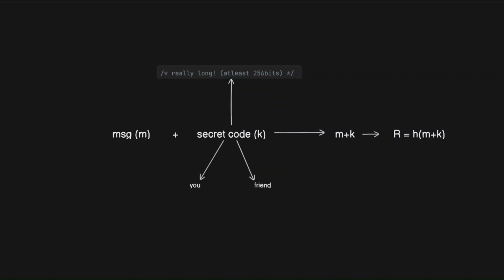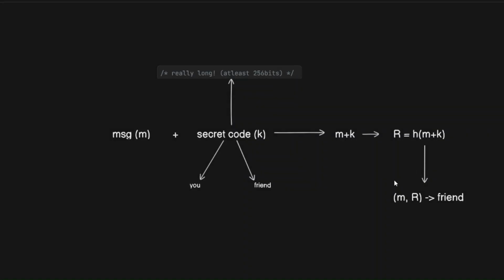Now if you look here, the hash is linked both to the message and to your secret code K. Even the slightest modification to the message M or to the secret code completely changes the computed hash. So we can say that for two different messages, the hash cannot be the same. It will always be different. Now after obtaining the computed hash R, you send both the message M and the hash R to your friend.